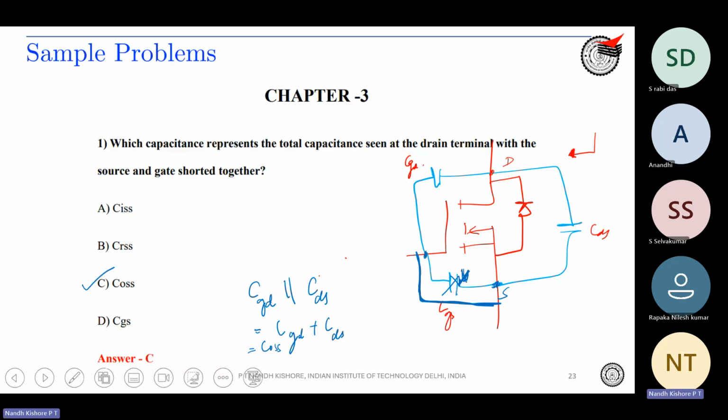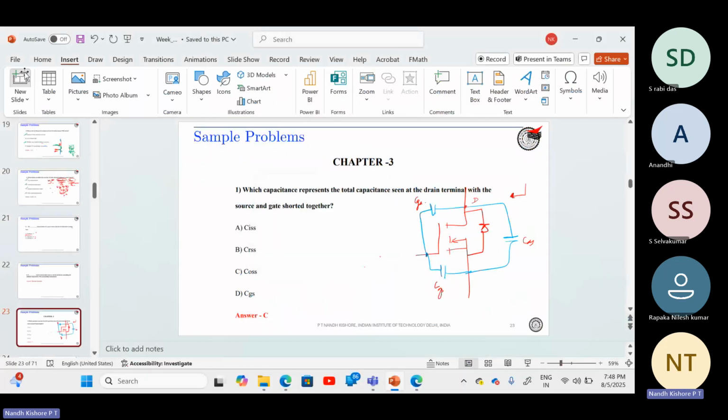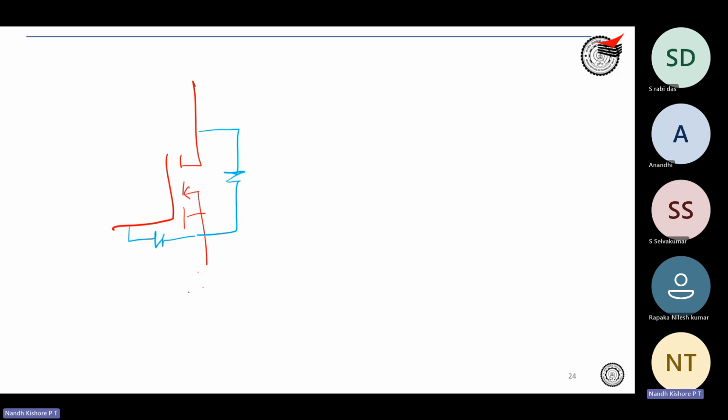Conversely, if they had asked, let me take a new slide. You have the same scenario over here, and let's say they ask you to short the output side capacitance. So drain and source are shorted together, and they are asking you to find the capacitance seen from the gate side.